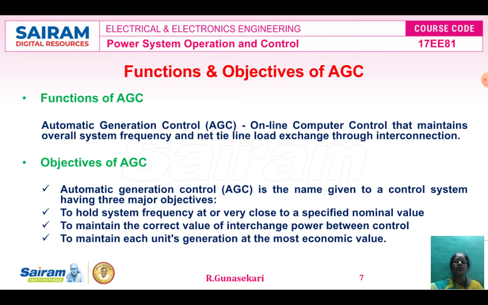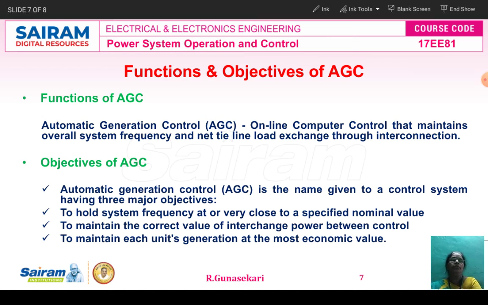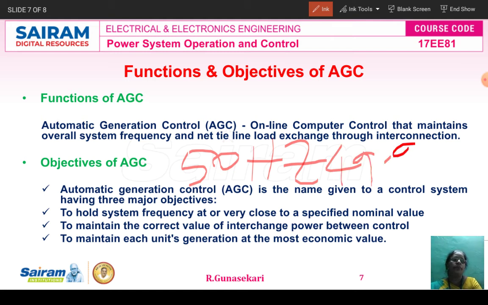What are the objectives of automatic generation control? There are 3 main objectives. The first one is to maintain the system frequency at or very close to a specified nominal value. In India we use 50 hertz as the system frequency. At or very close means exactly 50 hertz, or very close, like 49.99 hertz, which is the nominal value.